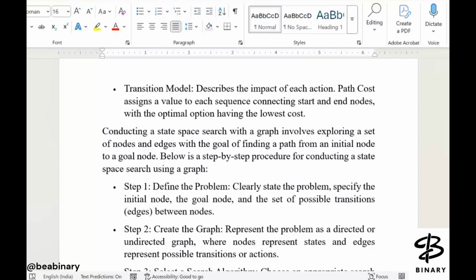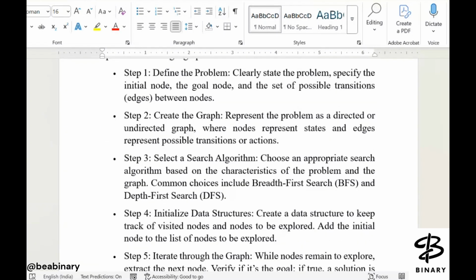So what steps do you need to follow? First, you need to define the problem. In every AI system or every problem, first you need to clearly define the problem and all its characteristics. You need to define clearly the state of the problem, what initial state the problem is having, and then you need to specify the initial node and the goal node, the goal state, and the set of possible transition edges between the nodes.